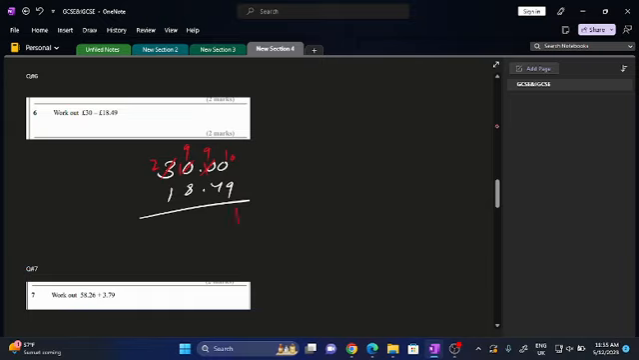10 minus 9 would be 1. 9 minus 4 would be 5. 9 minus 8 would be 1. Sorry, this is 2 minus 1, that would be 1. So your final answer would be 11.51.